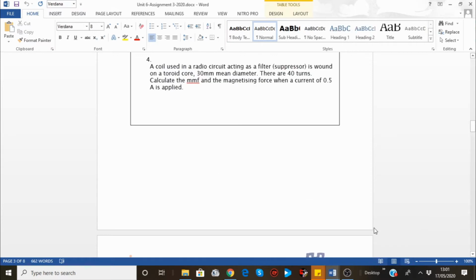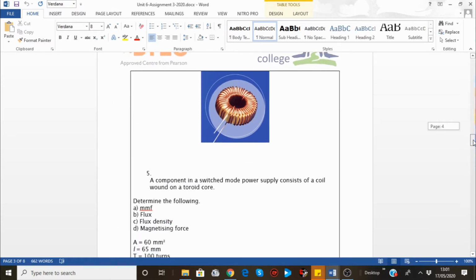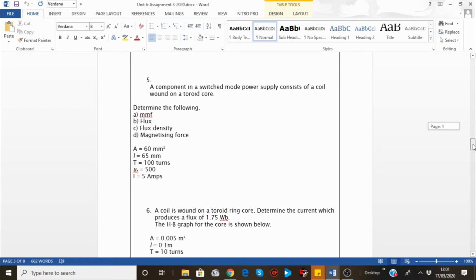These questions are really simple. Number 5 is a little bit lengthy, but it could be easy if you look at it the right way. A component in a switched mode power supply consists of a coil wound on a toroid core. Determine the following: MMF, flux density, magnetizing force. So we want MMF, flux, which is phi, flux density B, and magnetizing force H.